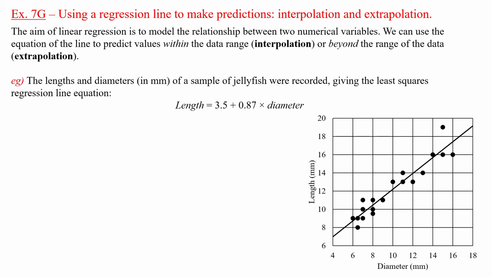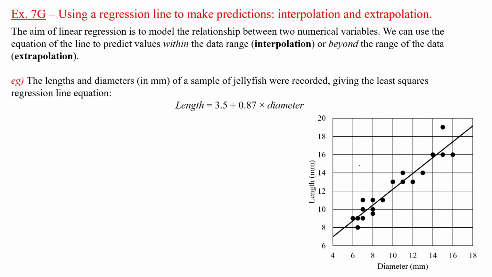The lengths and diameters in millimeters of a sample of jellyfish were recorded, giving the least squares regression line equation: length equals 3.5 plus 0.87 times diameter. And we remember that we replace x and y from the equation of the regression line with the variables in words. Okay, so x is the EV, y is the RV.